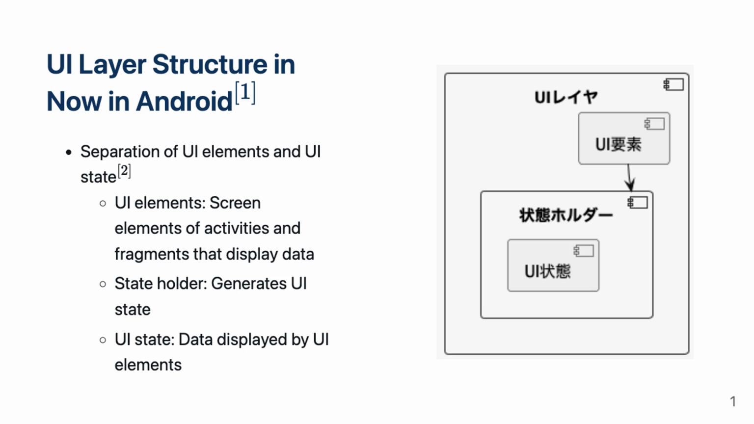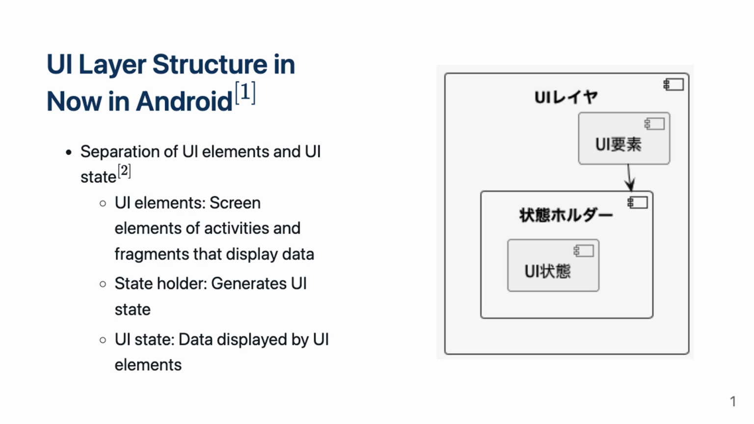In this video, we will learn about the components of the UI layer in Now in Android. In this app, the UI elements and UI state are separated. UI elements are the components of the activity or fragment screen that display data. The UI state is the data that the UI elements display. State holders generate the UI state. This separation method is based on Android's official architecture guide.